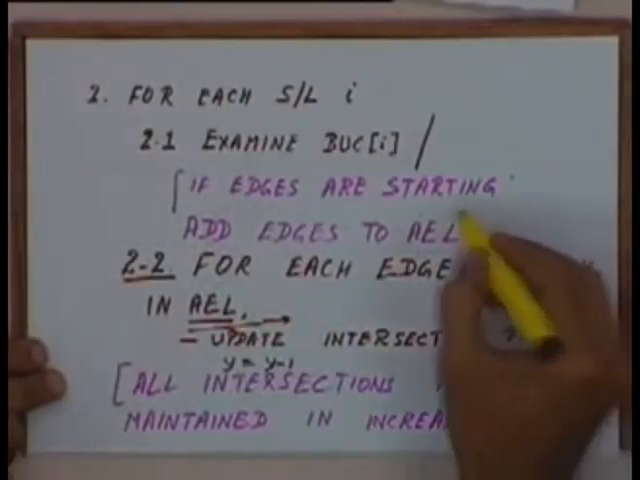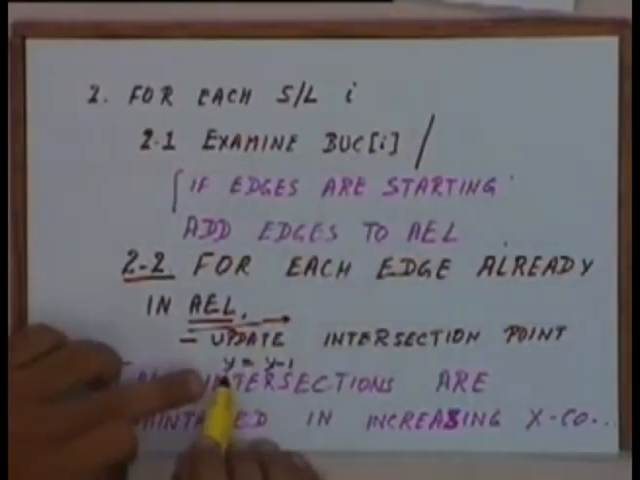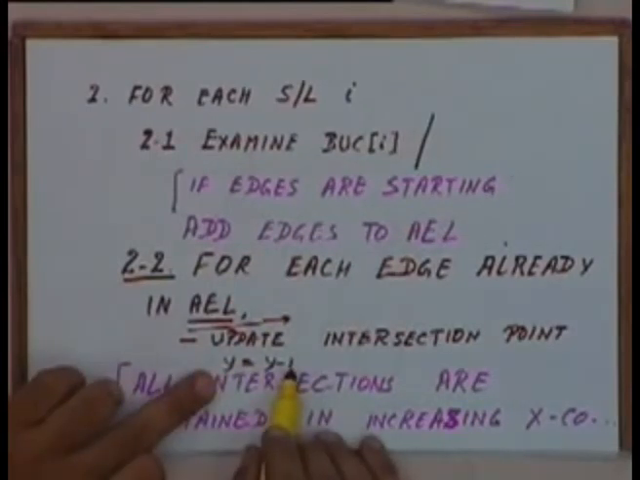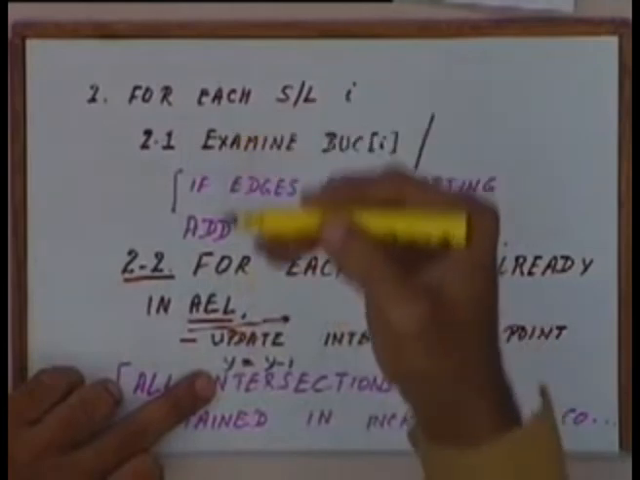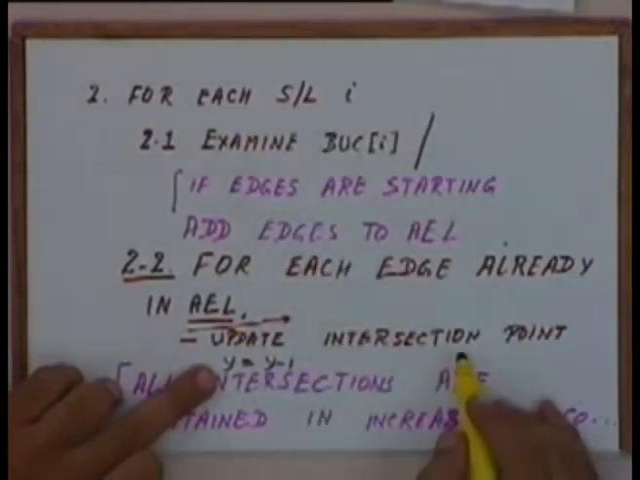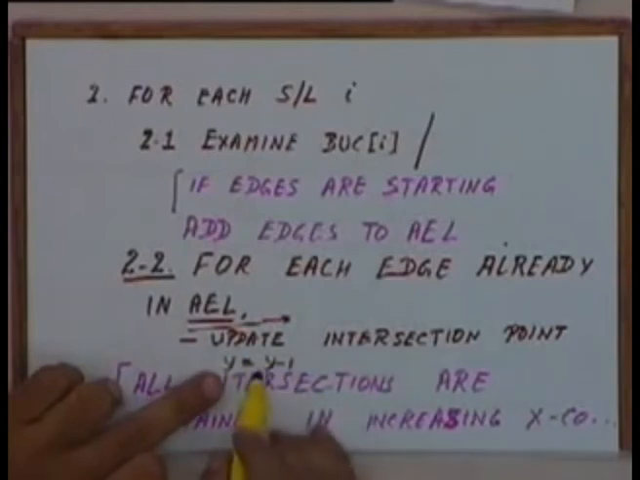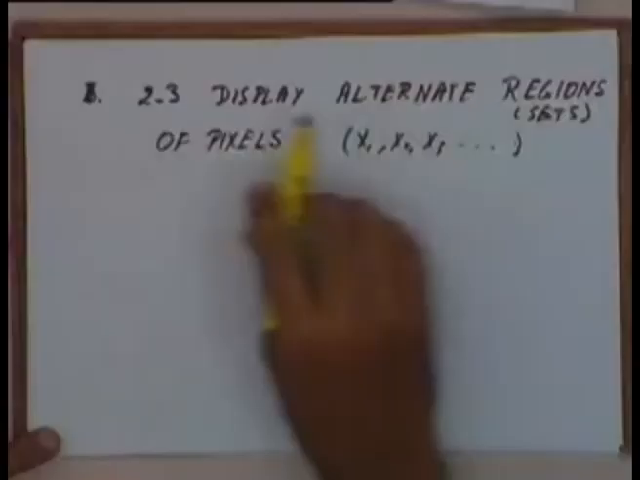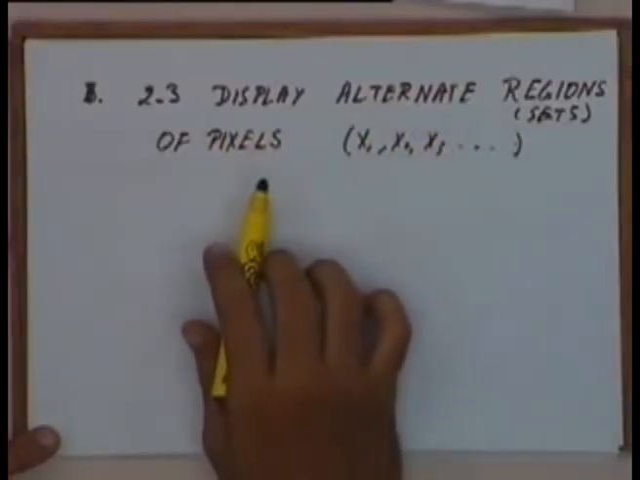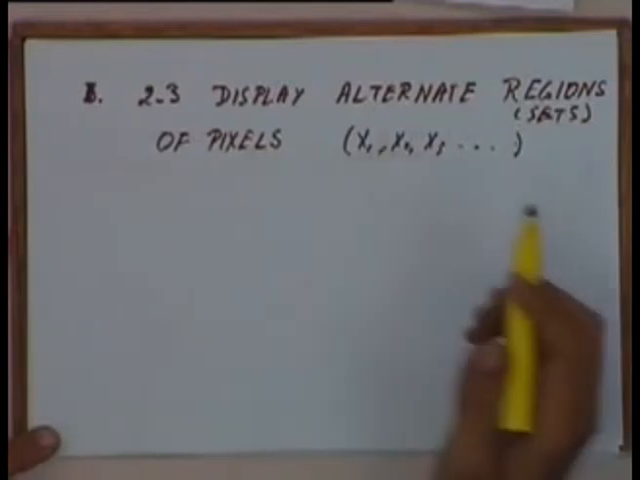So, we are adding edges in the active edge list according to the bucket. We will be deleting the edges if the value of y becomes less than 0. And as we go from one scan line to the next scan line, we will update the intersection points and we will delete edges which have come to an end. We will make sure that all intersections are maintained in the increasing order of x. And after that, we will display alternate sets of pixels. Alternate sets would be on, alternate sets would be off.